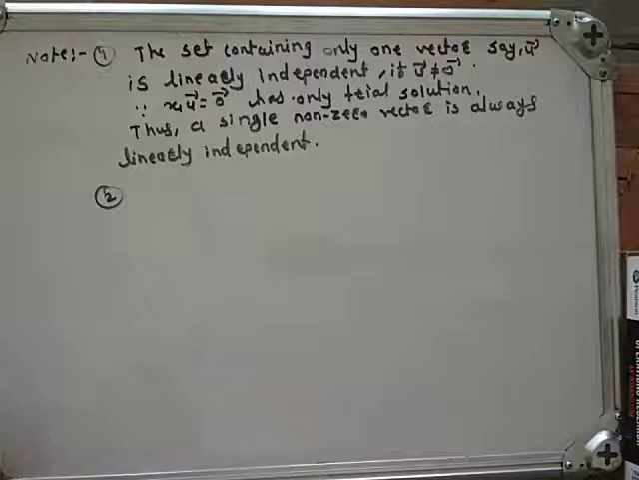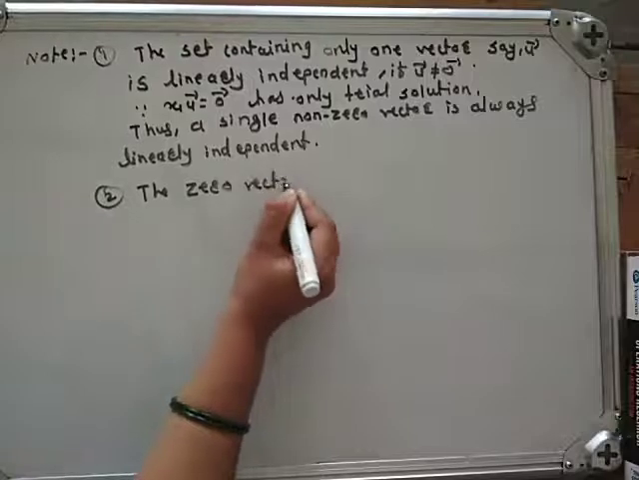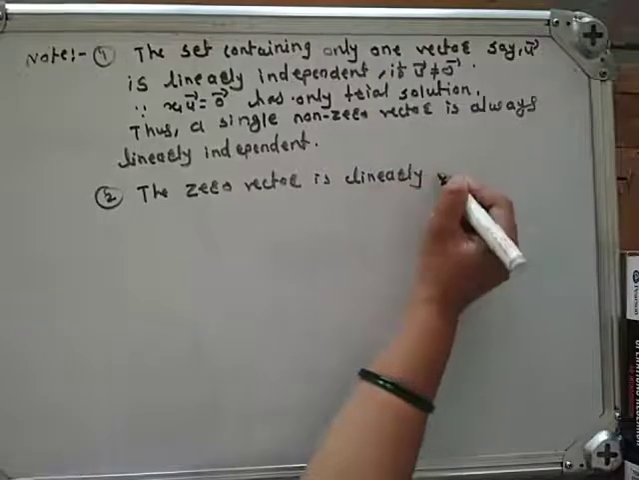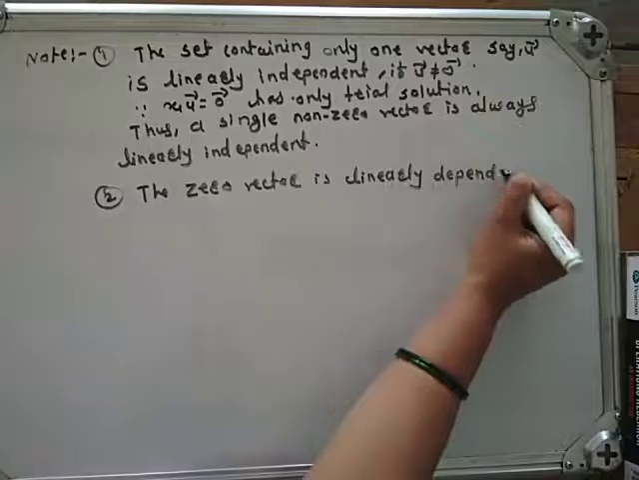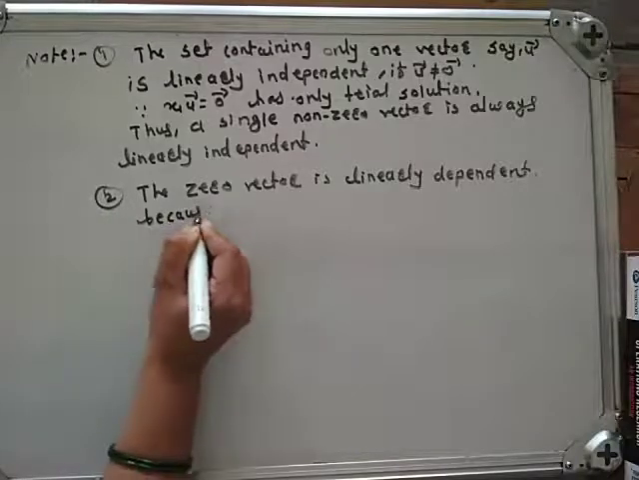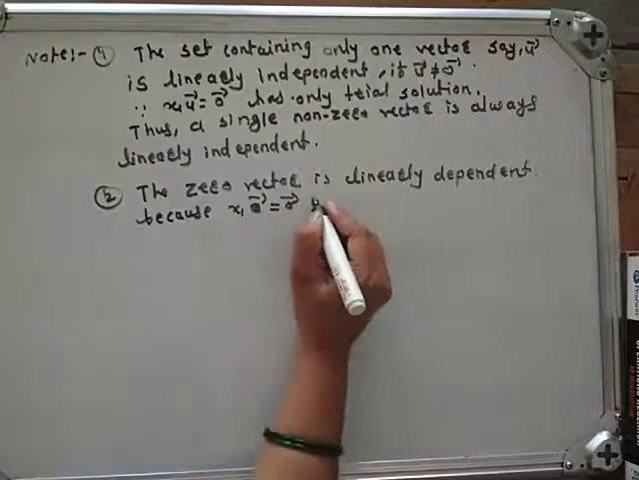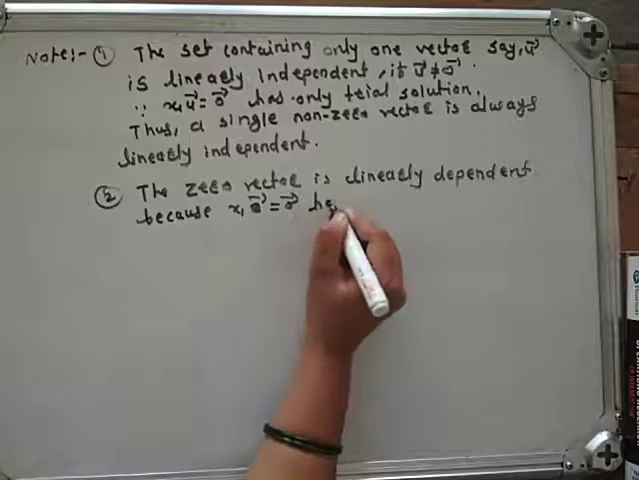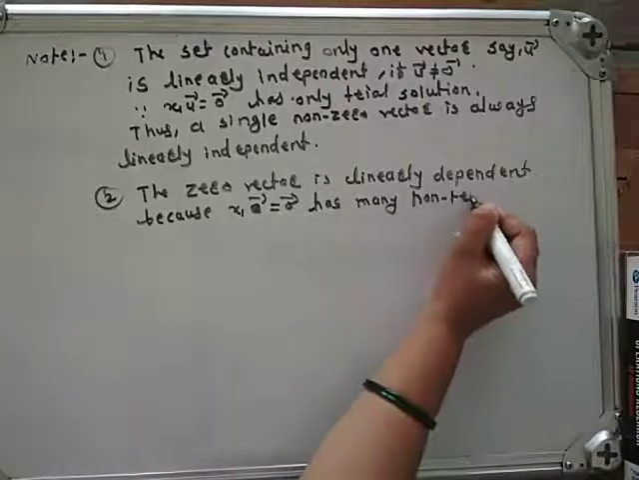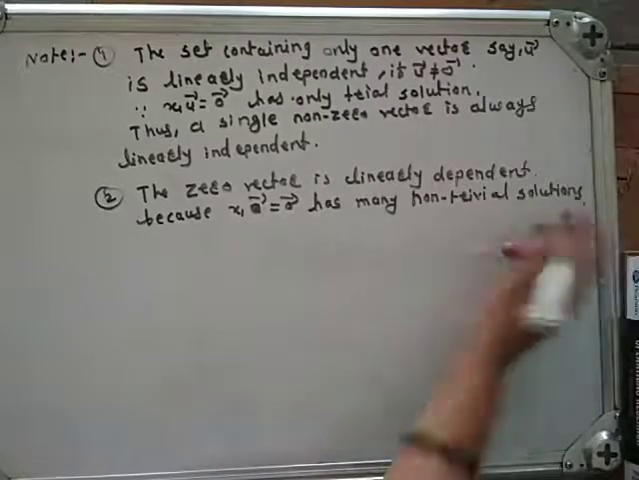Next, note: the zero vector is linearly dependent, because x1 into 0 bar is equal to 0 bar has many non-trivial solutions.